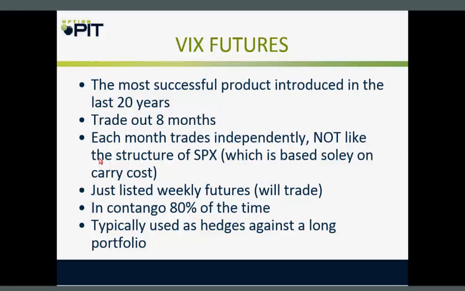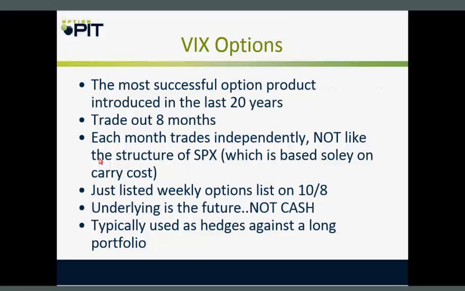There are weekly futures that are starting to trade. So there are futures that expire every week in VIX now. VIX futures are in what's called a contango 80% of the time. And they're typically used as hedges against a long portfolio. VIX options, most successful option product. They trade out 8 months. Again, they trade independently of each other.